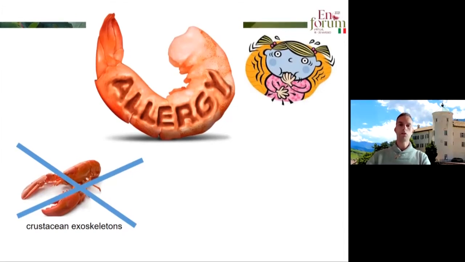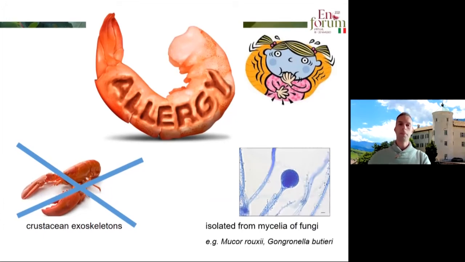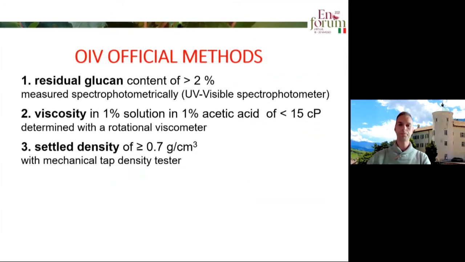As we saw in the previous presentation, chitosan is not permitted in winemaking. It was banned by OIV in that there might be residues of a protein, tropomyosin, which might cause allergies. And for this reason, we can only use in winemaking chitosan which comes from fungi. So the one derived from crustaceans is forbidden, while it can be used if isolated from the mycelia of fungi.